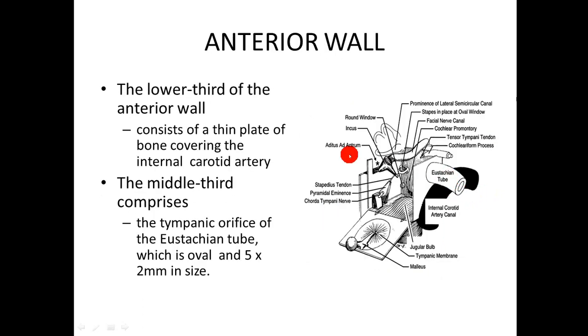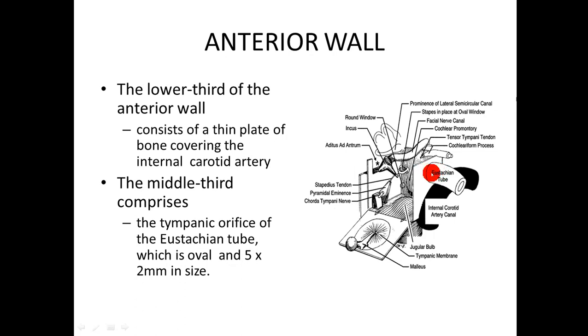Coming to the anterior wall, it has got 2 parts. One is the upper part, the middle part, and the lower part consists of a thin plate of bone. You can see here, this is the thin plate of bone. This is the anterior wall, and you can see the internal carotid artery there. And above that you can see a small area where the opening of the eustachian tube is.